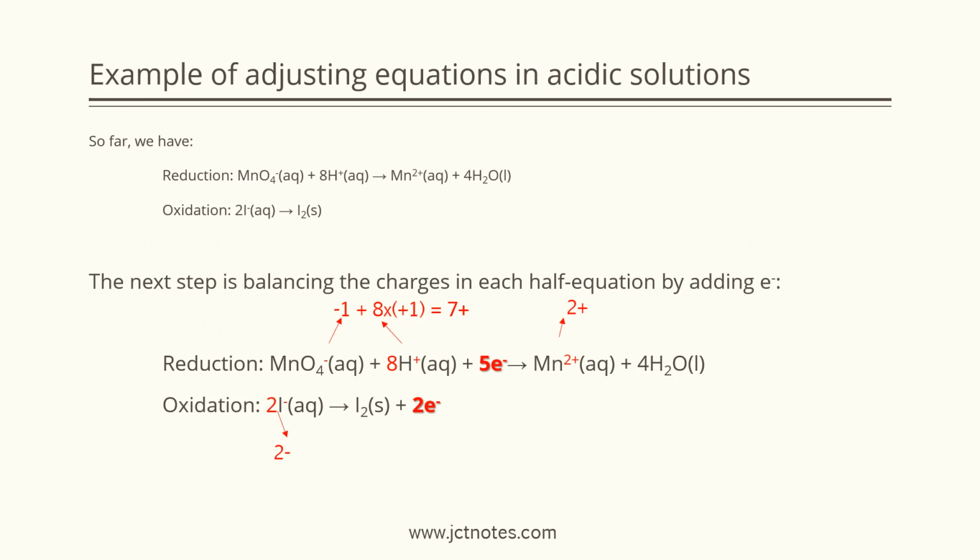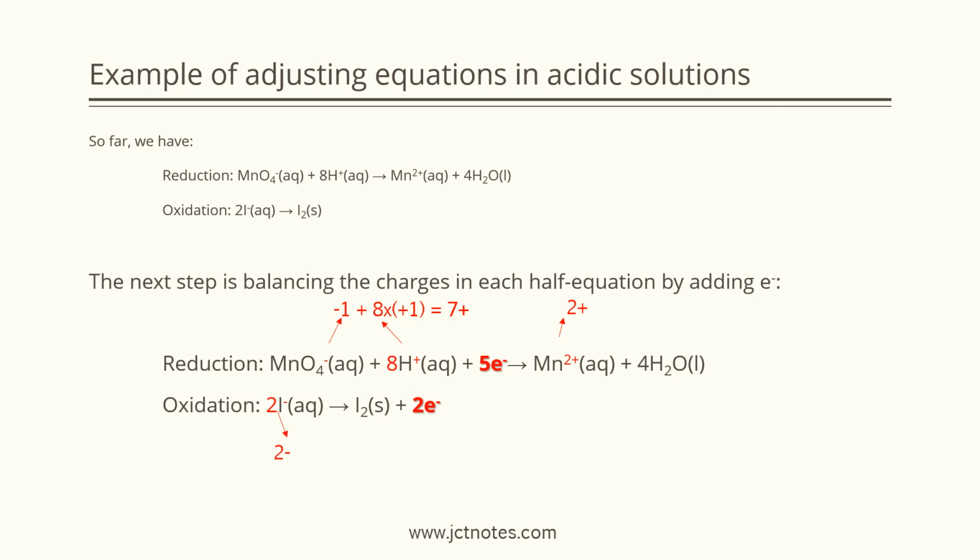With all the elements balanced, including oxygen and hydrogen, we now balance the charges by adding electrons. We start with the reduction. In the reactants we have 1 negative charge from the permanganate and 8 positive charges from the protons, giving a total of 7 positive charges. In the products, we have 2 positive charges from the manganese ion. To balance reactants and products, we add 5 electrons in the reactants.